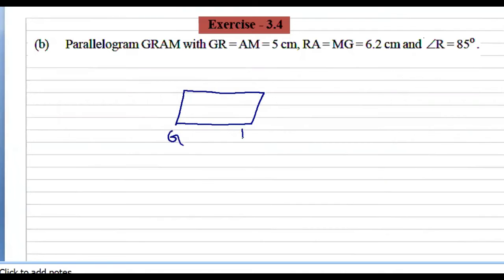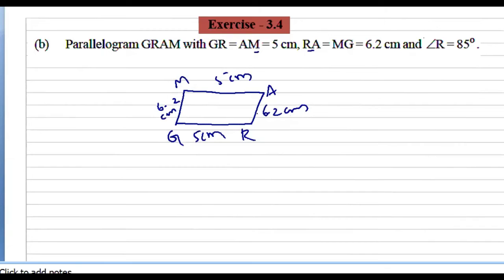Write down the parallelogram GRAM and label it with GR 5 centimeter, R to A 6.2 centimeter, A to M 5 centimeter, and M to G 6.2 centimeter. Why? Because in our parallelogram opposite sides are also equal.